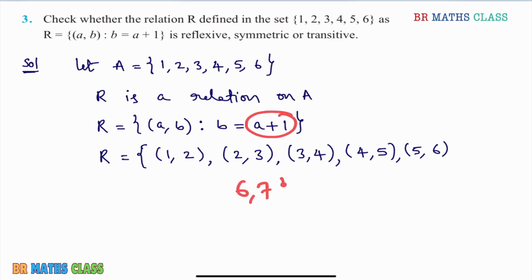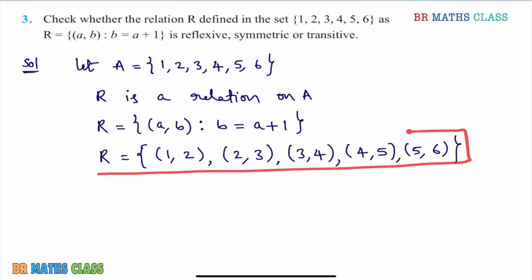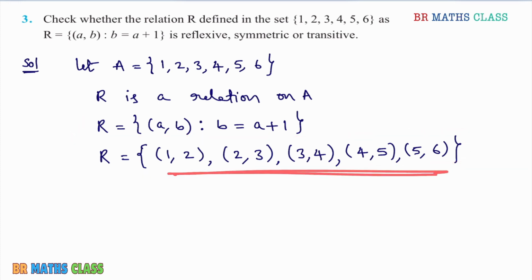So (6, 7) does not belong to this relation. Finally, I have written the given relation in roster method. Actually, this was in set builder method. Now we have written it into roster method, and now it is easy for us to check reflexive, symmetric, transitive.